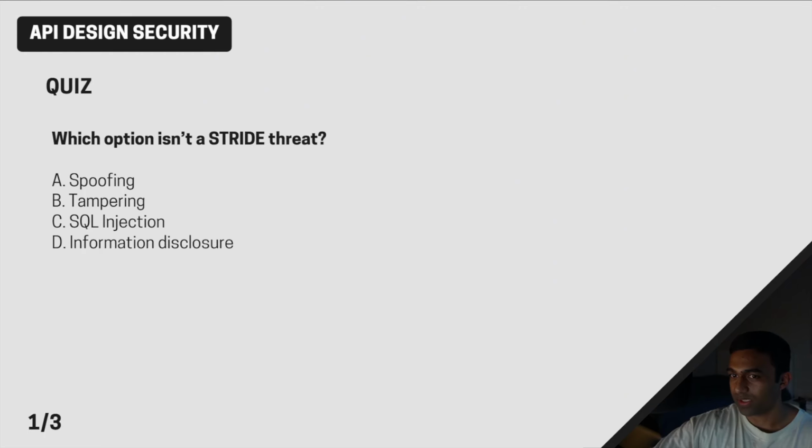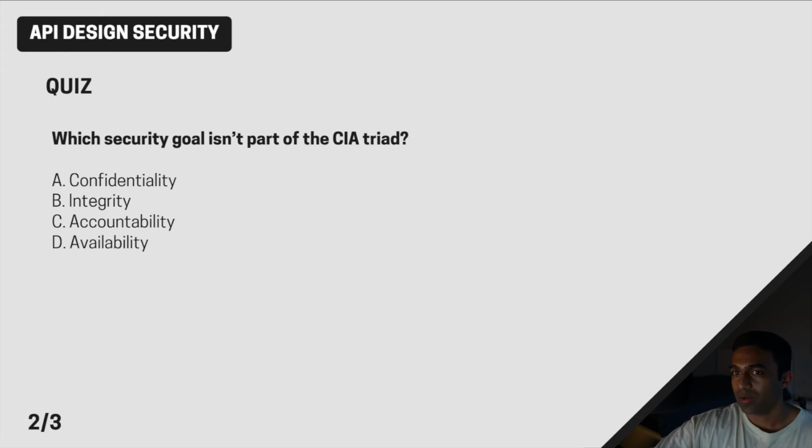So let's do a quick quiz. First question is, which option isn't a STRIDE threat? We have A, spoofing; B, tampering; C, SQL injection; or D, information disclosure. So I'm going to say the answer is C because SQL injection is an attack. It's not part of the STRIDE acronym. Which security goal isn't part of the CIA triad? So the CIA triad is confidentiality, integrity, and availability. So that leaves us with C, accountability.